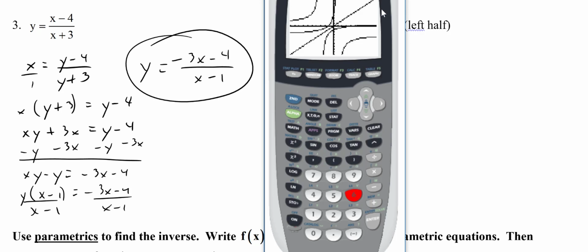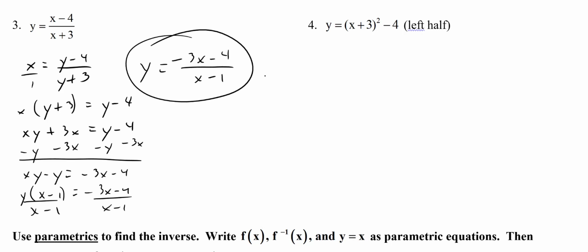So the last one I'm asking you guys to do is this next equation, but also do the domain and the range. Okay. So the first thing I want to do, it says the left half. That's pretty important. So the left half means we need to find the vertex, which is really easy because this is in vertex form. It's negative 3, negative 4.